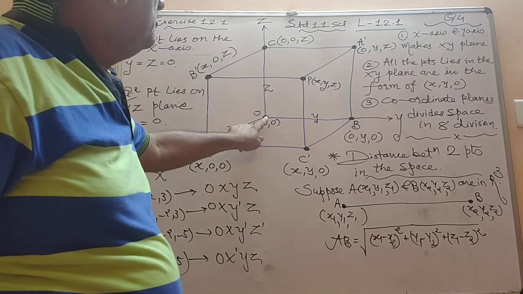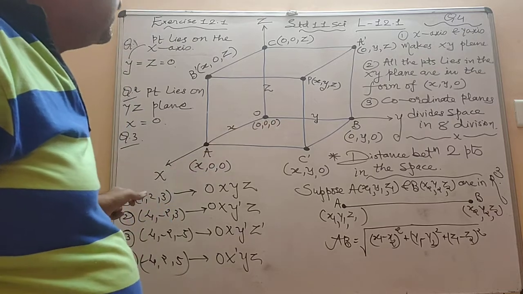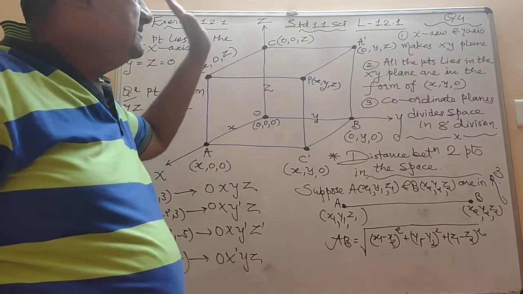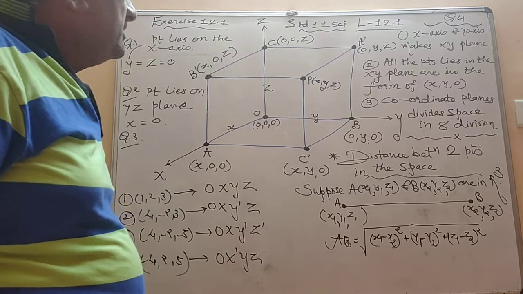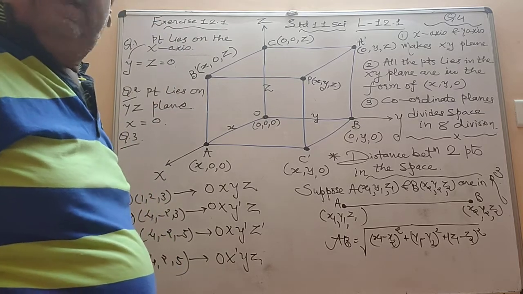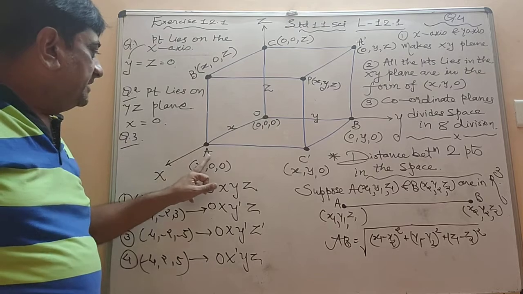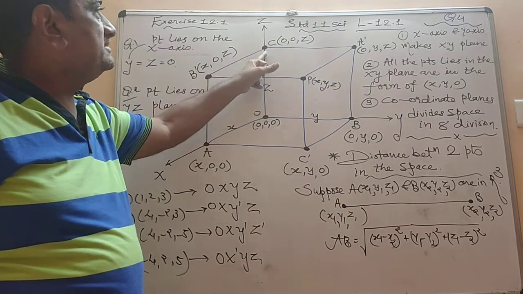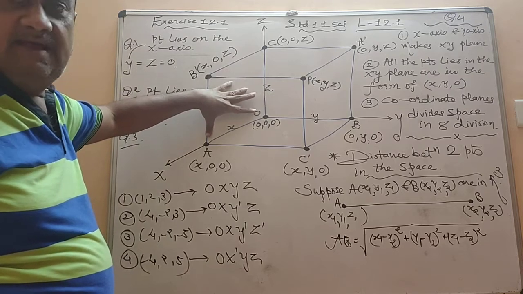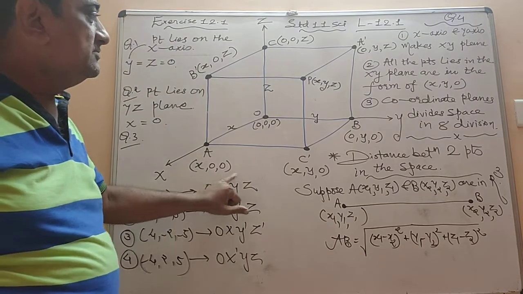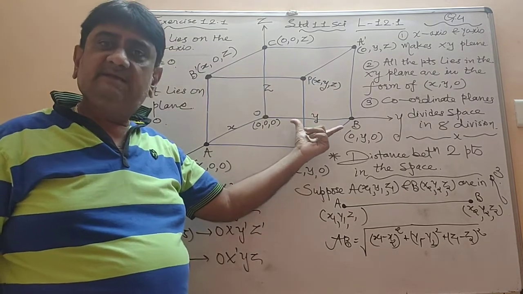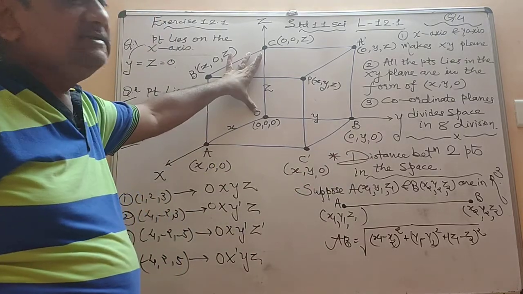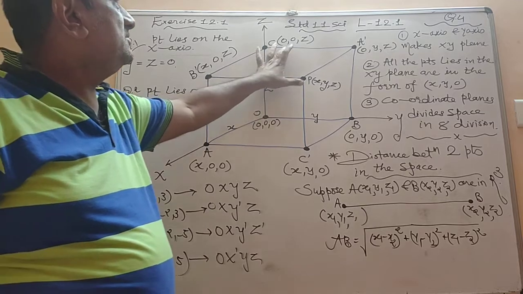The origin is here, from here to here is the x axis, it is the y axis and it is the z axis. Now there are 3 points that lie on the axes: point A on the x axis, point B on the y axis and point C on the z axis. If this distance is considered as x, then the point is x 0 0. If this distance is considered as y, it is 0 y 0. If this distance is considered as z, it is 0 0 z.